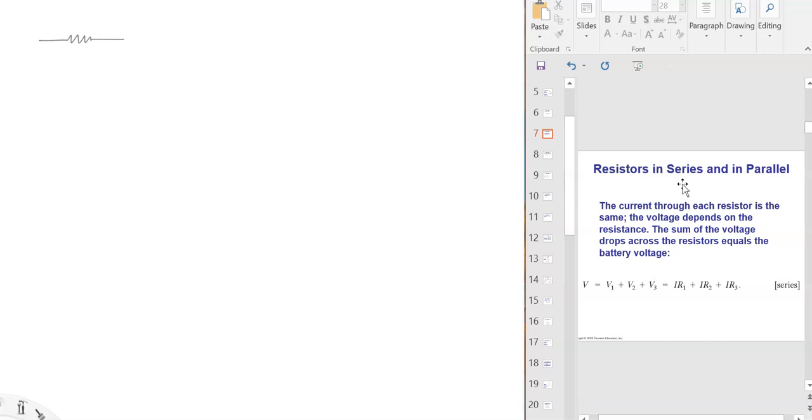So the current through each resistor is the same, and that's true in a single loop, no matter where you measure it, it's the same current. The voltage depends on the resistance. The sum of the voltage drops across the resistors is equal to the battery voltage. Voltage drop, that's the other word we use, right? So let me go back to the previous slide.